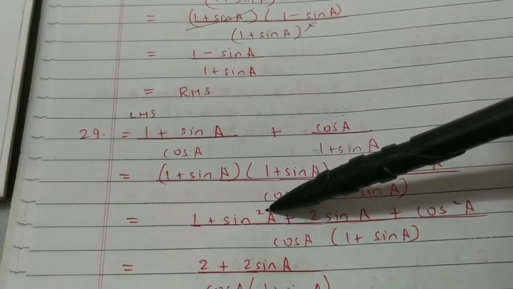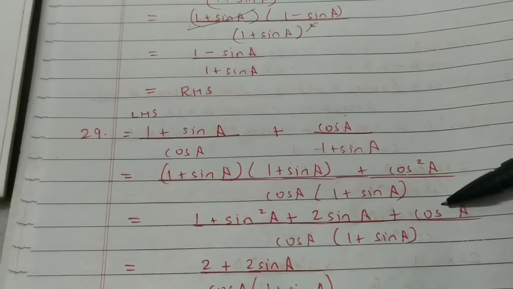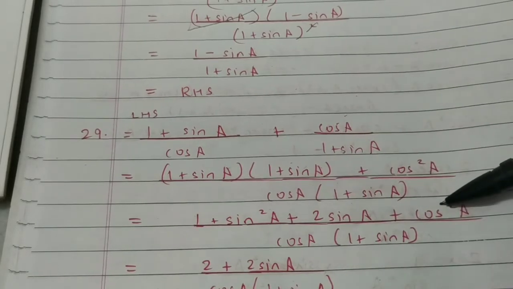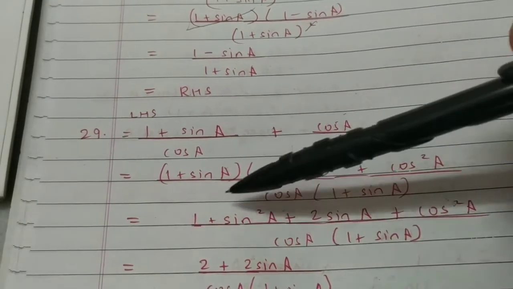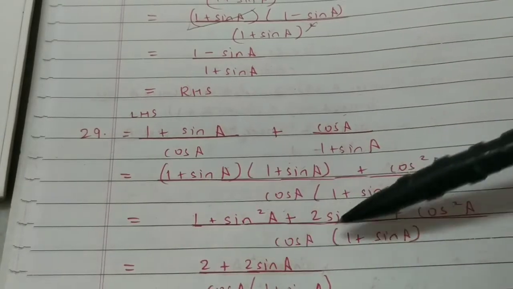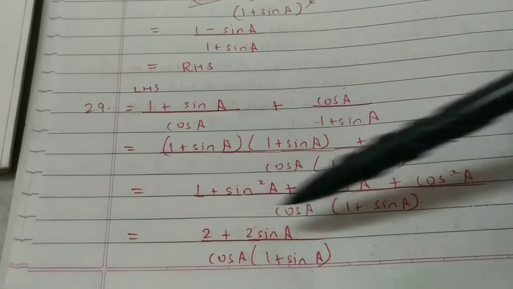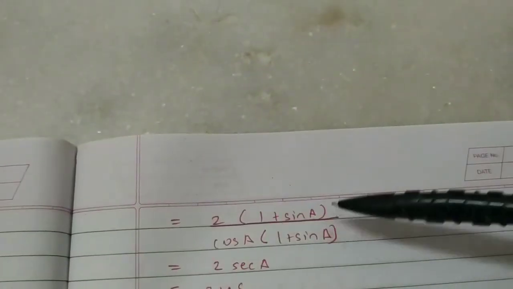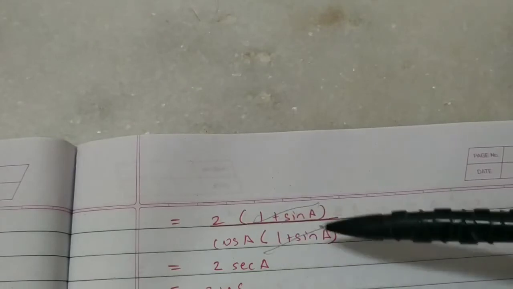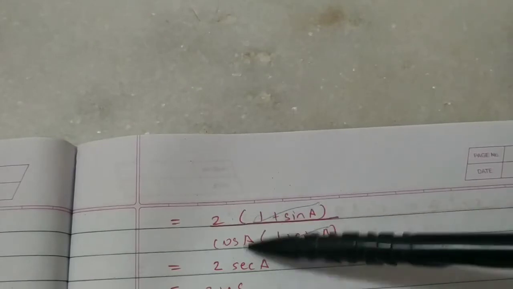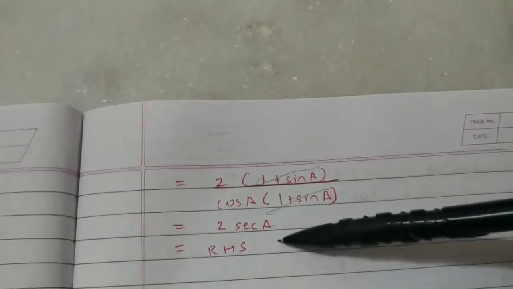Now here, sine square A plus cos square A is 1. So that's 1 plus 1, that's 2, and 2 sine A remains as it is. Now remove 2 common so that 1 plus sine A remains in the bracket. Now the bracket gets cancelled. You are left with 2 upon cos A. Reciprocal, that's 2 sec A, and that's the RHS.